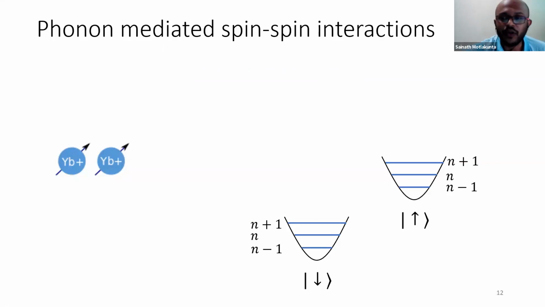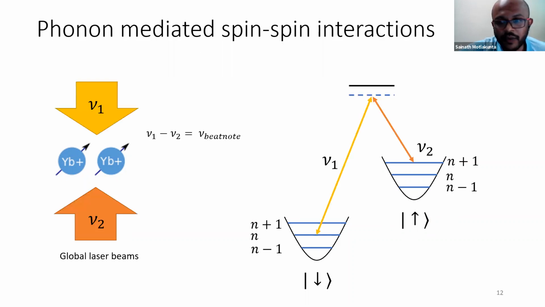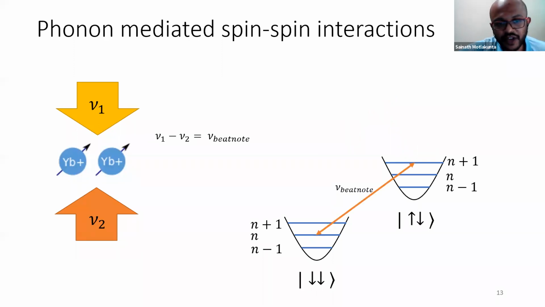So to understand how the spin interactions between these ions are mediated, consider a case of 2 ions trapped. Here, each ion is described by its spin and a motional quantum number. By introducing a pair of global beams with frequencies nu1 and nu2, such that the difference between the frequencies is nu beat naught, we can induce a spin flip as well as add an additional quantum. So this pair of lasers effectively drive this transition between the spin up and spin down.